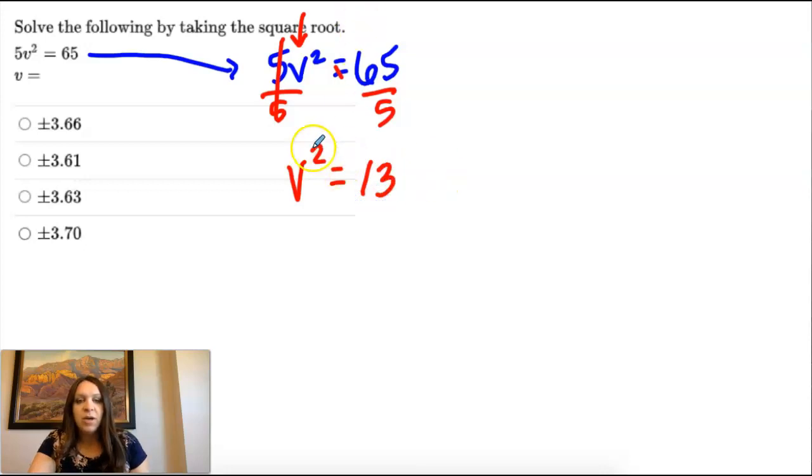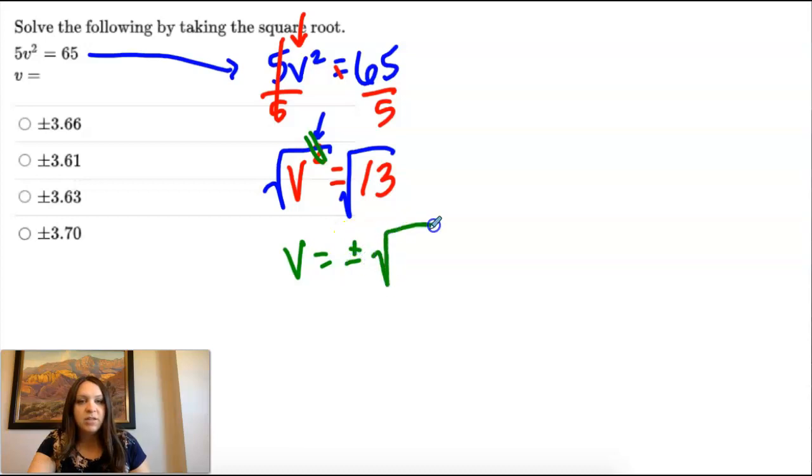And then once you have the v by itself with just the squared, you take the opposite of a square, which is a square root. And what you do to one side, you do to the other. So what this does is it leaves us with just v. The square and the square root are opposite. And this is plus or minus the square root of 13. So whenever we take a square root of something, we have a positive and a negative.